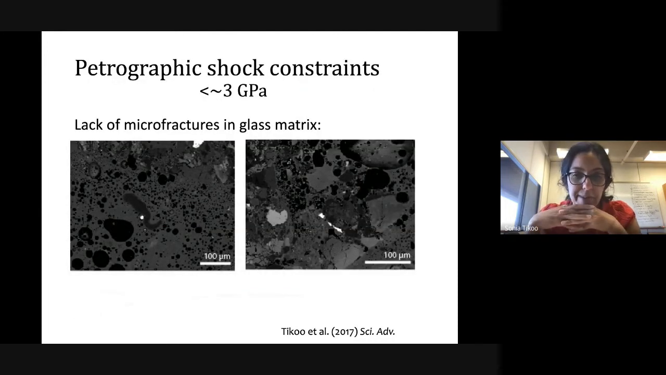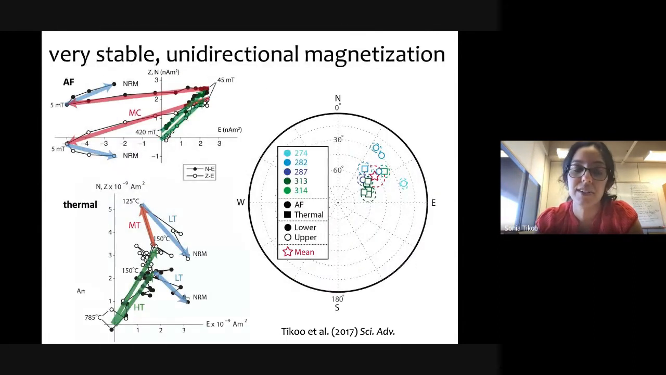What was also nice about this rock was that the glass portion of the rock did not have any microfractures in the glass, indicating that that rock, after it lithified, had not been shocked again. So we could sort of rule out shock resetting of magnetization there too.